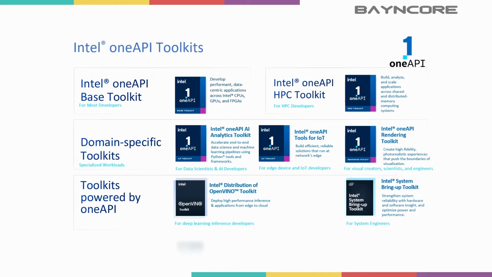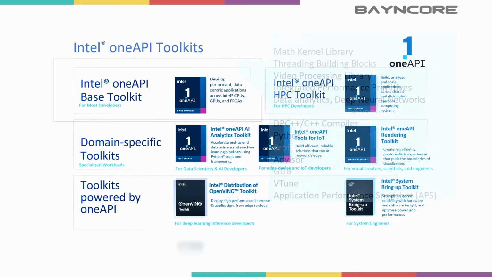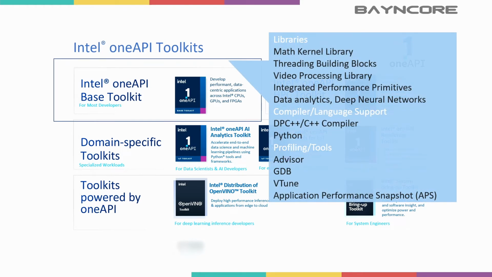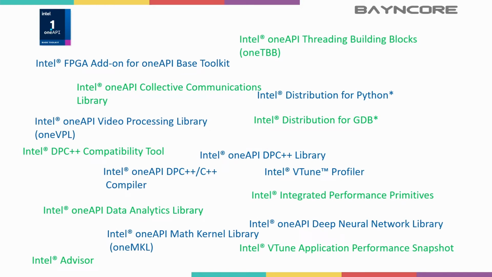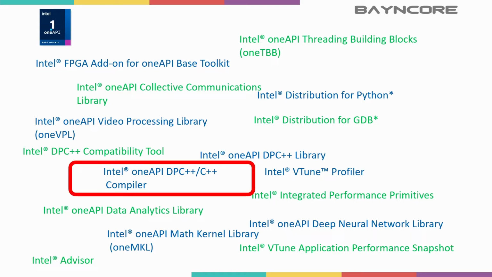You remember from our last video that there are 7 toolkits, and today, as I said, we're looking at the base toolkit, which has a combination of libraries, compilers, language support and profiling tools. There are many components in the base toolkit to help you to write, debug and tune programs, almost too many to mention, but we'll have a go. The Data Parallel C++ compiler builds on the SYCL specification from the Khronos Group and allows C++ developers to reuse code across different hardware targets, such as CPUs, GPUs and FPGA.